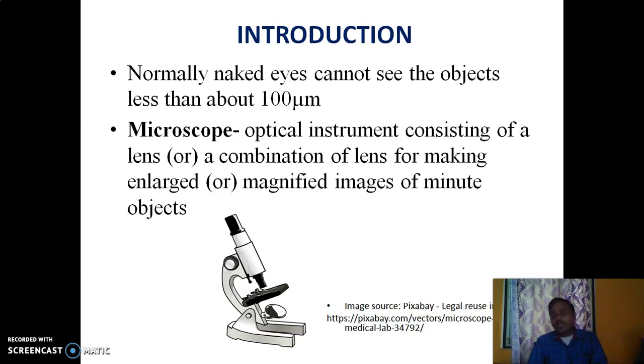So now we will see what a microscope is and why we need this particular microscope. Normally, with our naked eyes we cannot see objects that are less than about 100 micrometers. So if you want to see an object that's less than 100 micrometers, you need the help of some external tool. That tool we call a microscope. And this microscope is nothing but an optical instrument consisting of a lens or a combination of lenses for making enlarged or magnified images of minute objects. So that's the basic definition of a microscope.